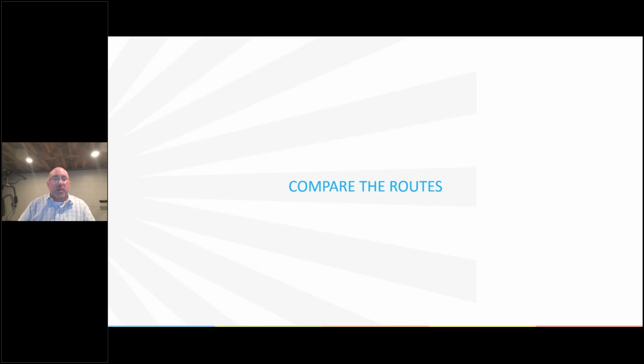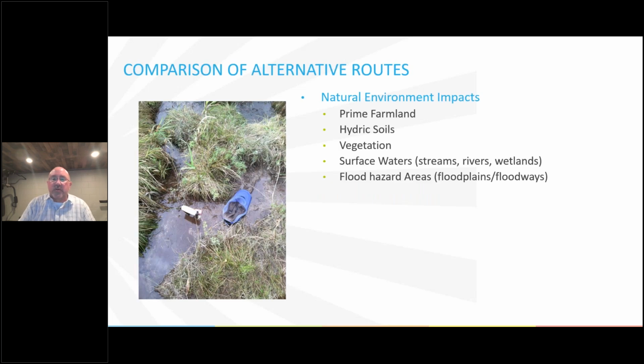So now we need to compare routes. Yes, I'm going into more bullet points. This is when alternative routes are discussed and where there are summaries of the quantitative and qualitative analysis and potential impacts to local communities, the environment, and cultural resources.